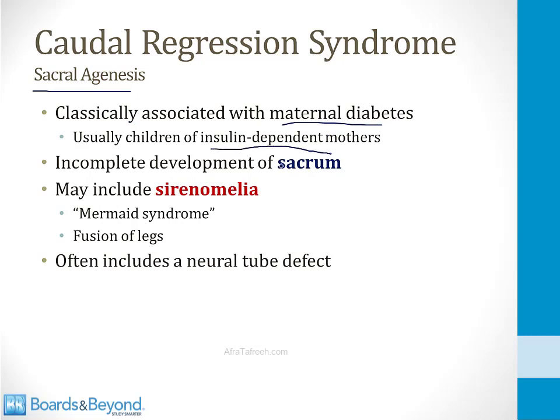In this syndrome, there is incomplete development of the sacrum. This can lead to what's known as sirenomelia, which is the mermaid syndrome, where children are born with fusion of the legs. In addition, they can be missing the bones of the sacrum, and it also includes a neural tube defect in many cases. So you can basically think of that lower pelvic region as being entirely abnormal. So the sacral bones are missing, there may be a neural tube defect, and the legs are fused together.